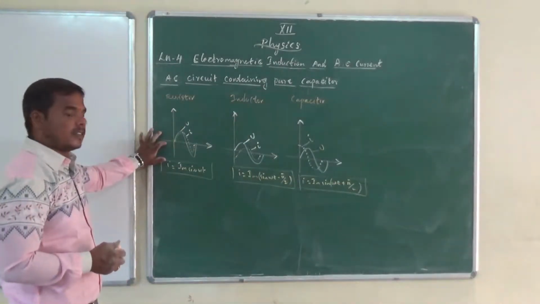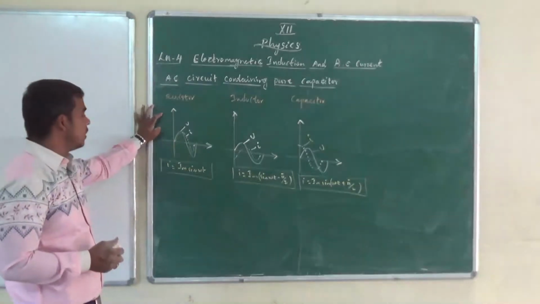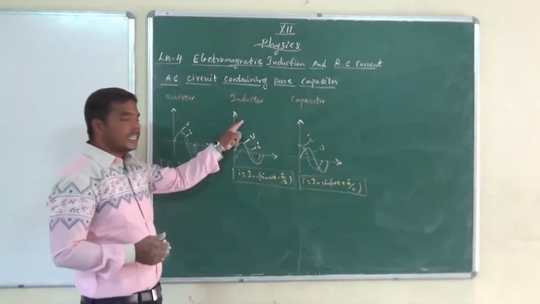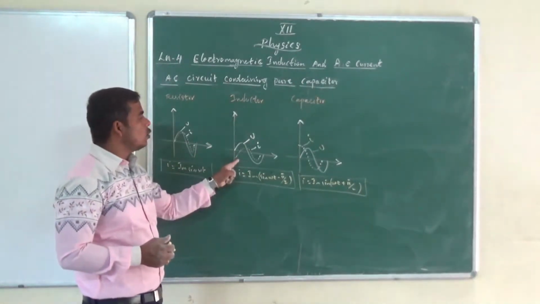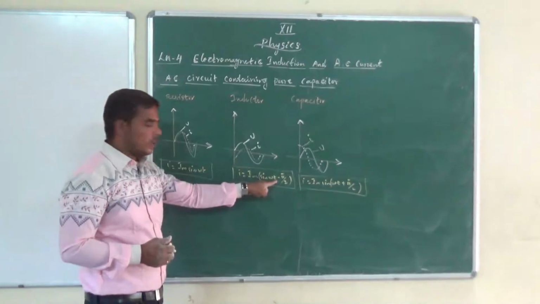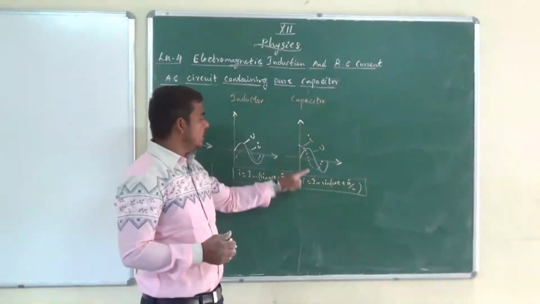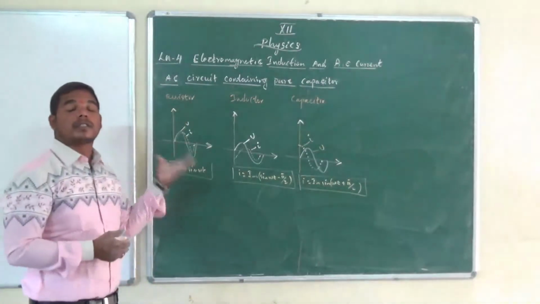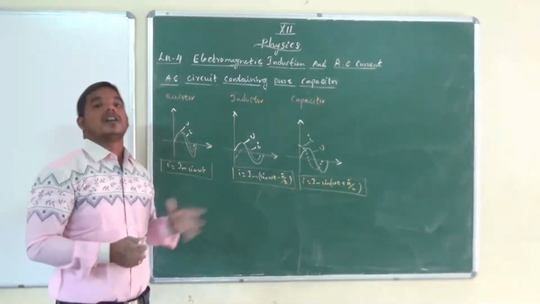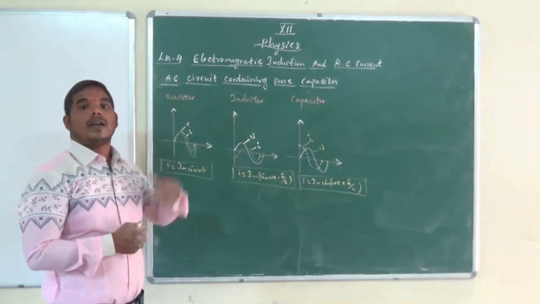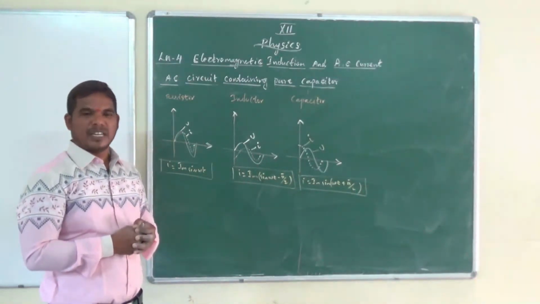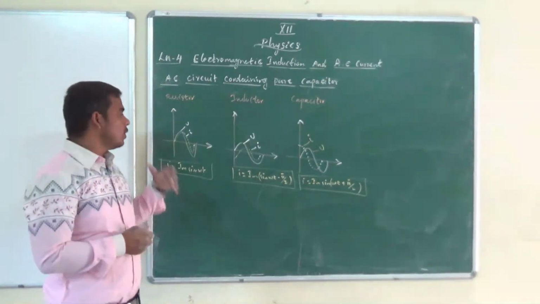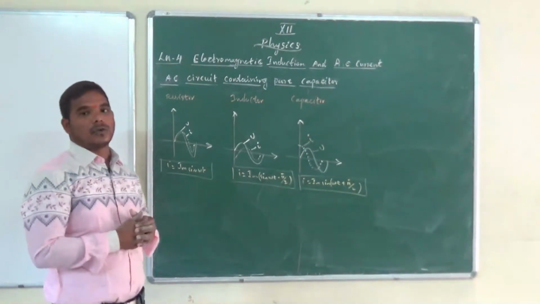First, the circuit with only a resistor: current and voltage are in phase. Inductor: current lags the voltage by pi by 2. Capacitor: current leads the voltage by pi by 2. Always remember these 3 diagrams and 3 equations. That will be helpful in your competitive examinations, NEET, JEE, and other preparatory exams. They always ask this question.